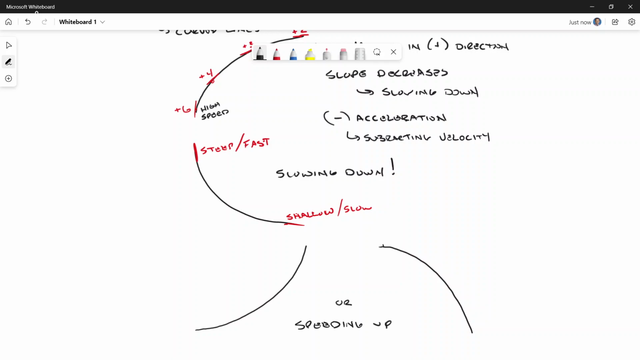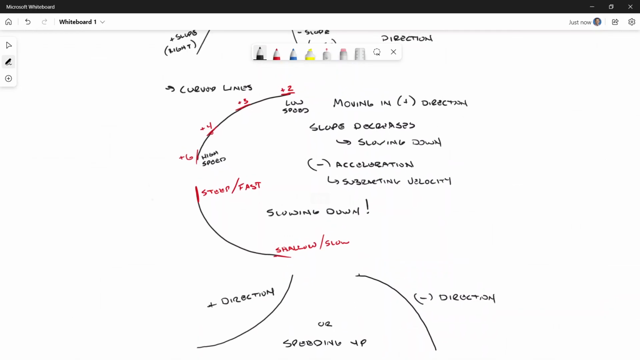But remember, these are actually in different directions, right? This would be in the positive direction. All these slopes are positive. And this is the negative direction. So we can indicate which way the object is moving. All right, so this is a basic summary here to indicate how we would interpret these lines.